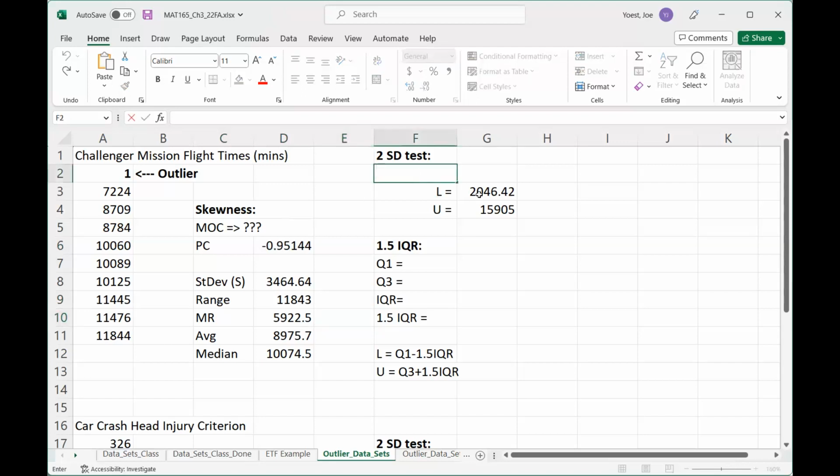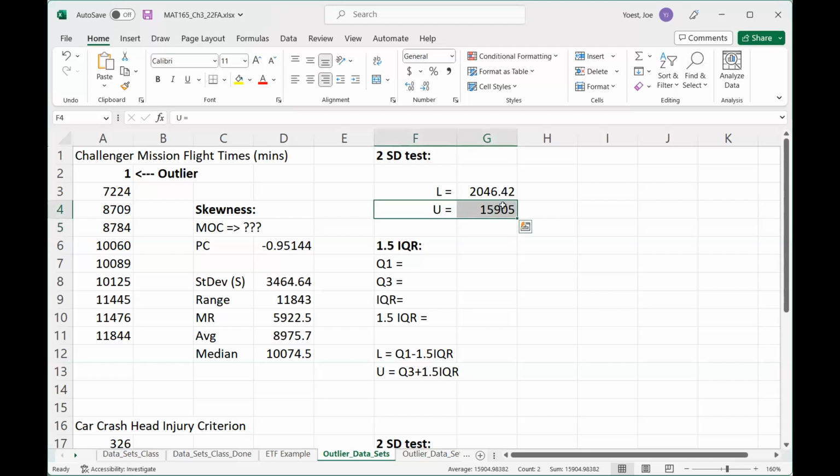The two standard deviation test, we take the mean minus 2 standard deviations for the lower bound and the mean plus 2 standard deviations for the upper bound. Do I have any data points with value bigger than 15,905? No, the largest data value is 11,800 or so. But on the lower end, 7224 is not an outlier, but 1 is clearly an outlier. It falls below 2,000 or so. So the two standard deviation test does indicate 1 as being an outlier.